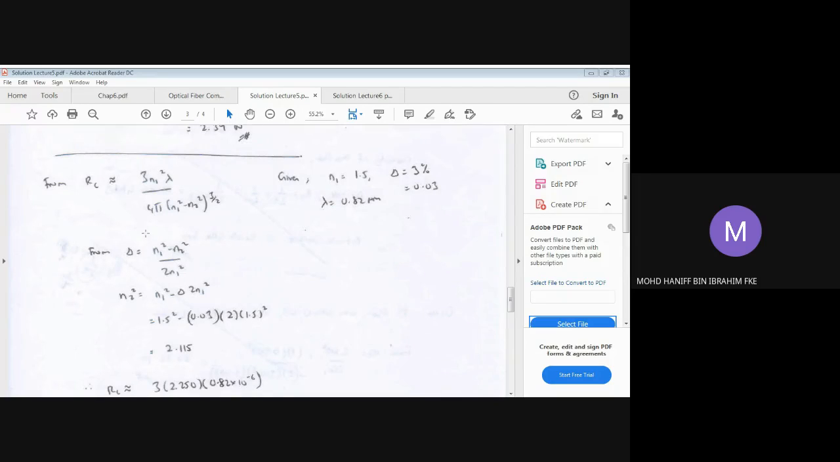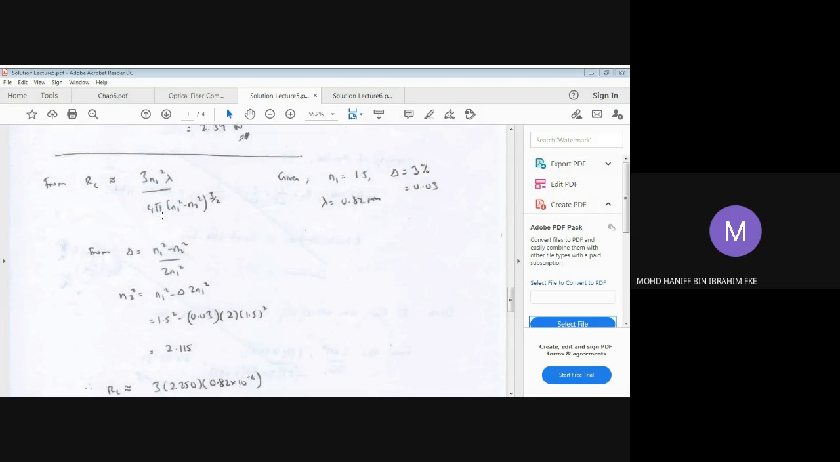Sorry for that. Okay, we go back to the solution of the questions. This is to answer the radius of curvature problem just now. This is the information given from the question: a core index of 1.5, lambda of 0.82 micrometer, and relative index difference delta of 3% or 0.03. This information will be very useful in the calculation of RC, the radius of curvature. These are the equations that shall be used. We have seen this equation before when we learned about macrobending in multimode fiber.